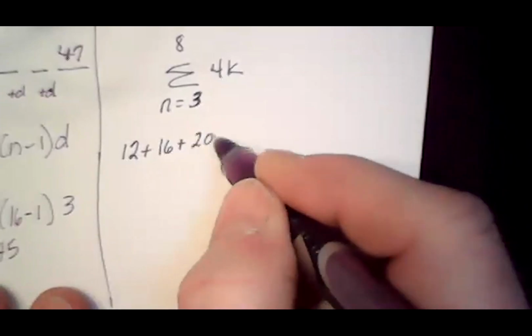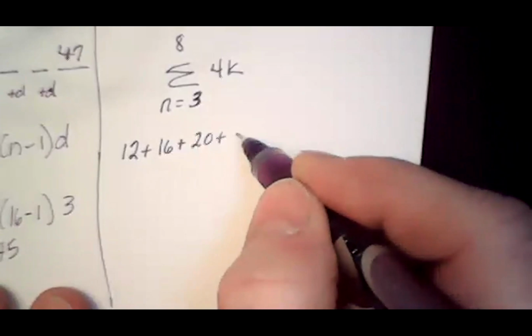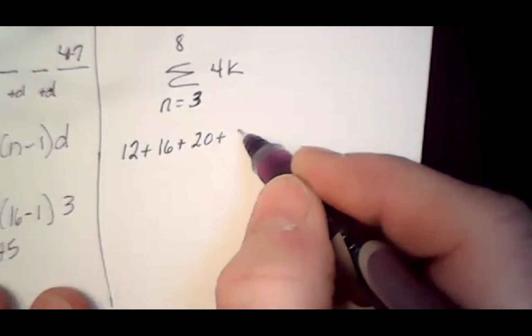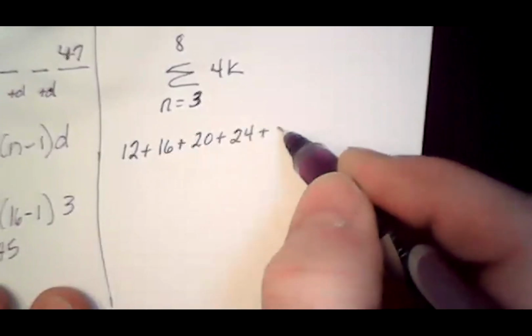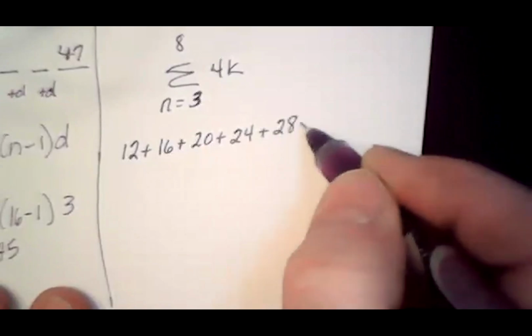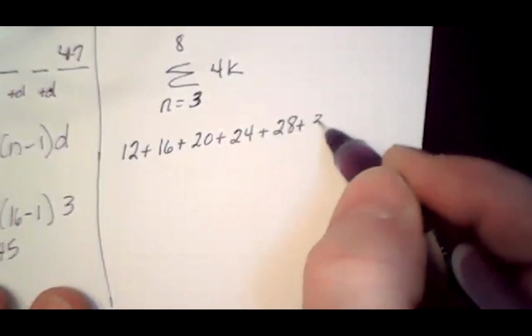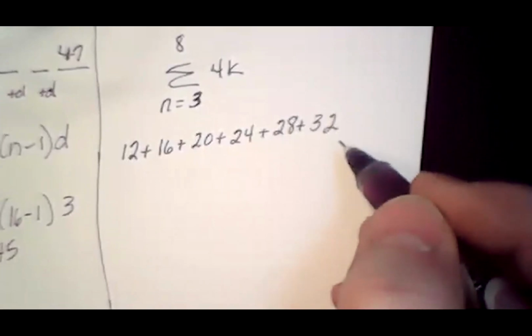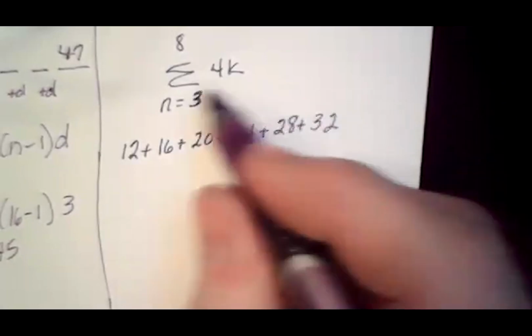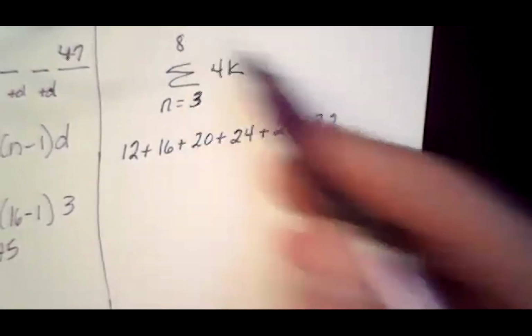20. Putting in 6, we get 24. Putting in 7, we get 28. Putting in 8, we get 32. I'm going to stop there. How do I know I have to stop at that point? Because it's the 8th. It says after you put in 8, you're done.